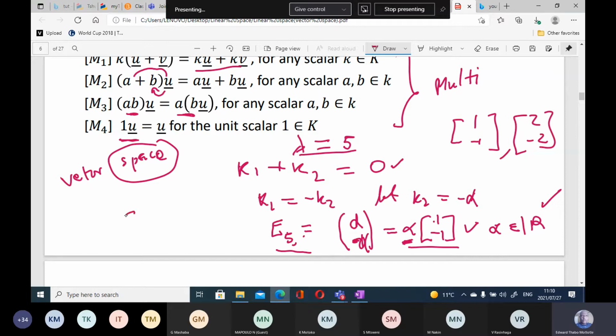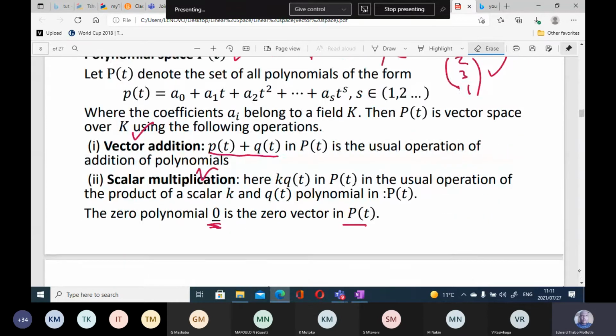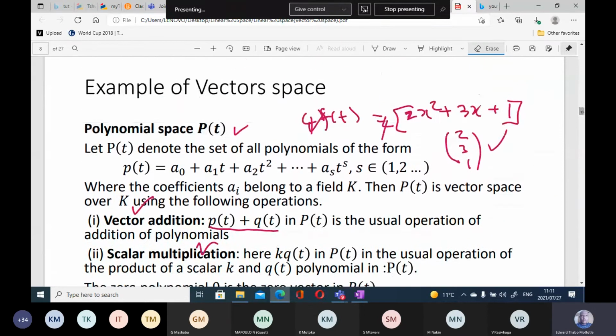So we can see we said eigenvector. So this is still a vector. So this space also is another form of vector space, of eigenspace. Okay, this is an eigenspace. So I was just explaining the concept of space. And now we go to other examples.